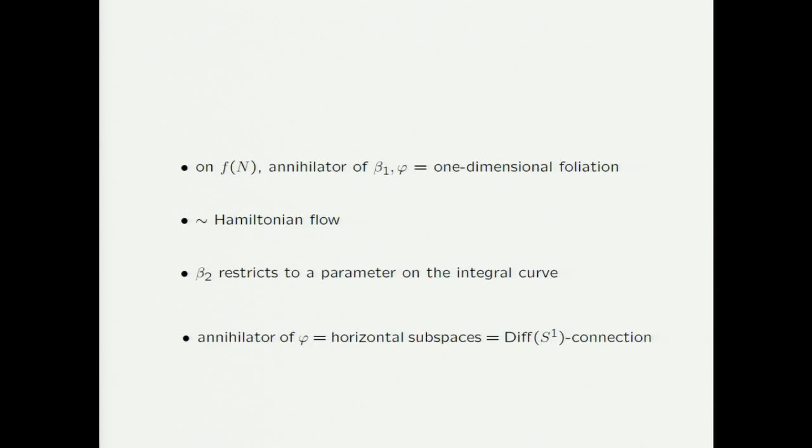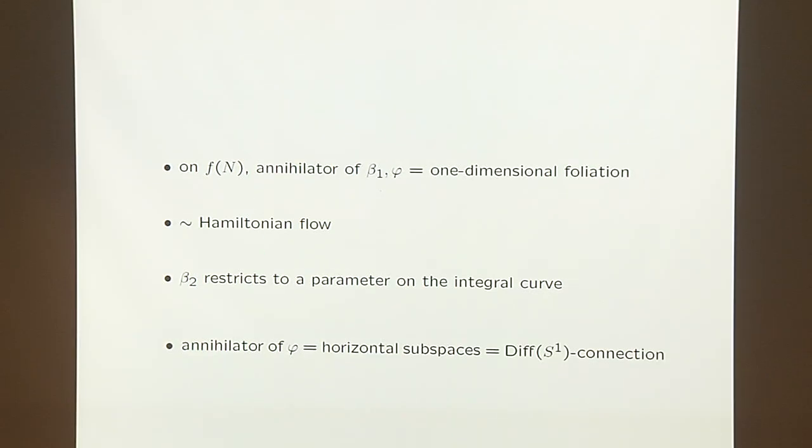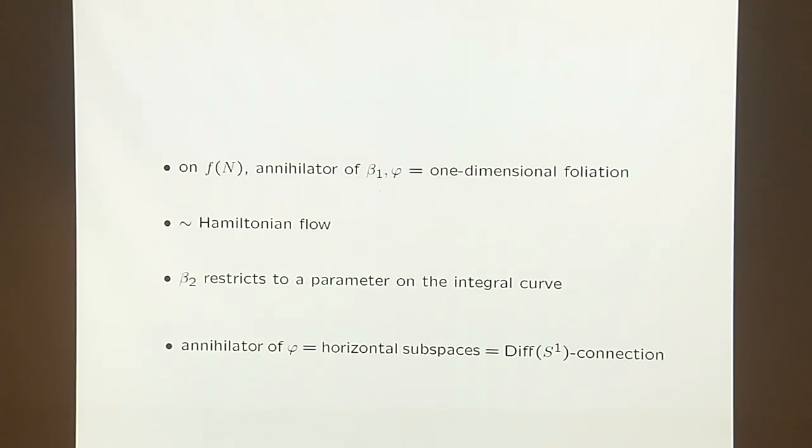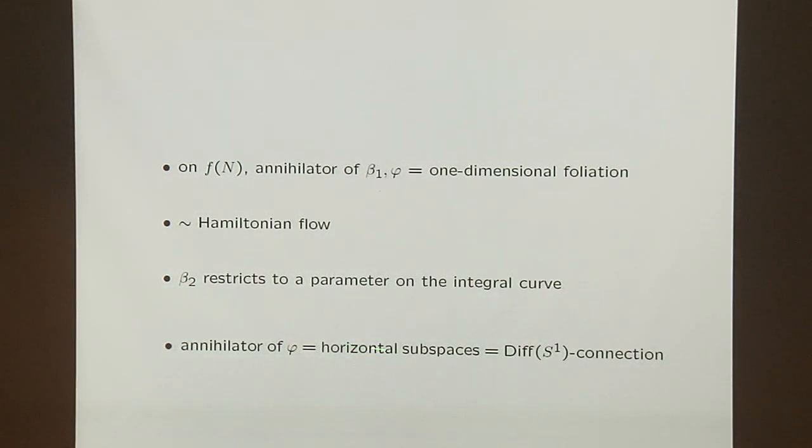And what about the form phi, which runs through all these? So the phi is the form which, when x is equal to 0, runs through all of these. Then this is the annihilator of that. It gives you horizontal subspaces on this circle bundle, which is the diff S1 connection. So out at infinity, what do you see? You see that this diff S1 connection exists.